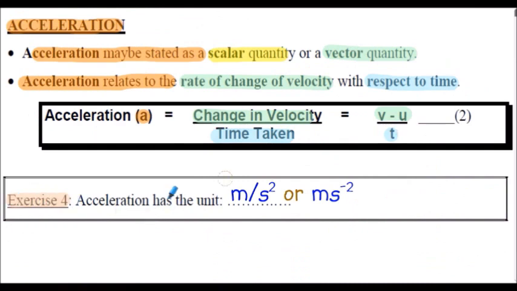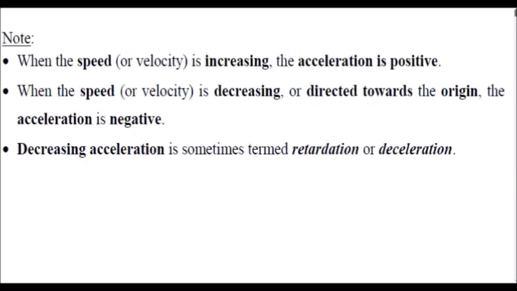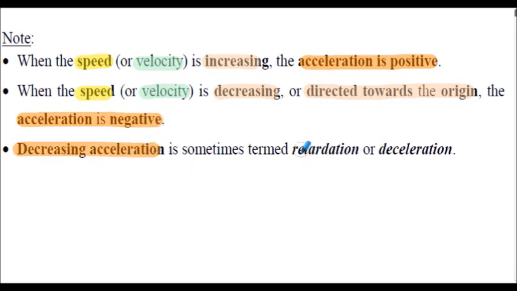Exercise 4 here. Acceleration has the SI unit of the meter per second squared, which can be written as meters second to negative 2. And again, this is a derived unit. Just note for reference, when speed or velocity is increasing, the acceleration is positive. When speed or velocity is decreasing or directed towards the origin of the motion, the acceleration is negative. Also note that decreasing acceleration is sometimes termed a retardation or a deceleration. Just some basic terminology there to be aware of.